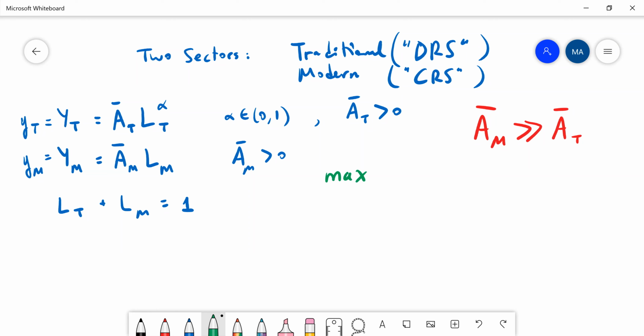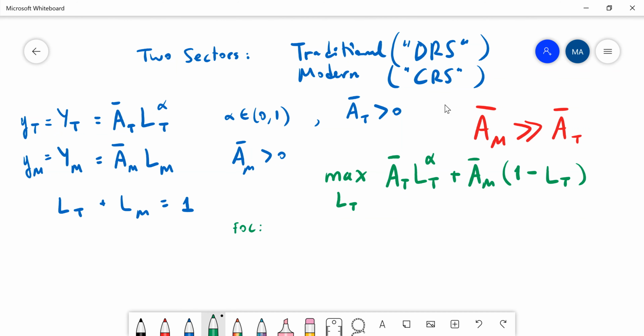So suppose that the society wants to maximize total production. Okay. So then you have something like this. A_T bar L_T to the alpha, plus A_M bar times 1 minus L_T, right? Because this is now total production, okay? And we can choose L_T because this is a well-defined, concave optimization problem, right? So the objective function is concave. So you can actually write a first order condition.